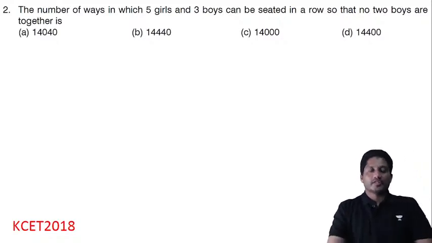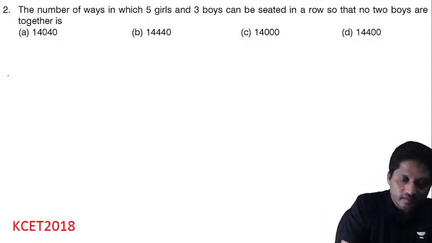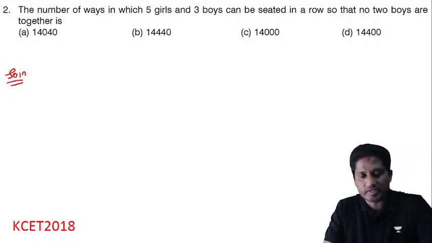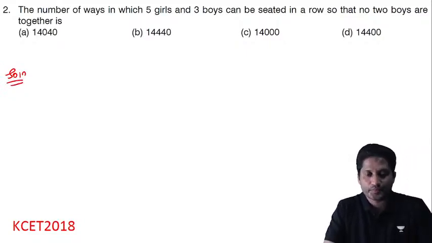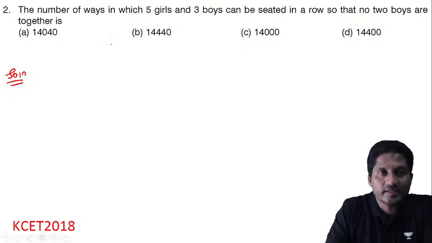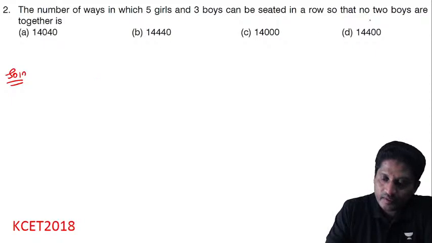The number of ways in which 5 girls and 3 boys can be seated in a row so that no two boys are together. So this should be done using the gap method. This is a miscellaneous worked out example of NCERT. Number of ways in which 5 girls and 3 boys can be seated so that no two boys are consecutive. So the restriction is for boys.